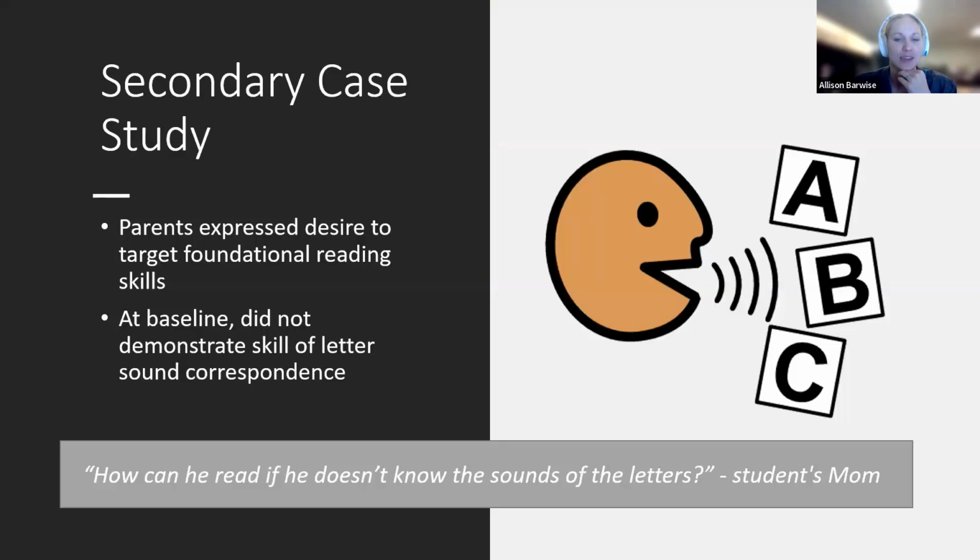And then we also wanted to give you a little bit of a case study for a secondary student as well. We were just highlighting some of the work in the elementary program, and then also wanted to highlight the work in a secondary. So this is a middle school example.